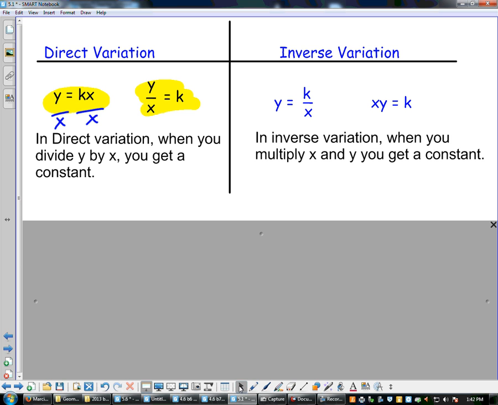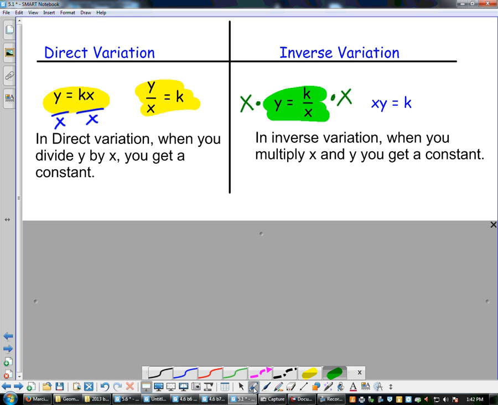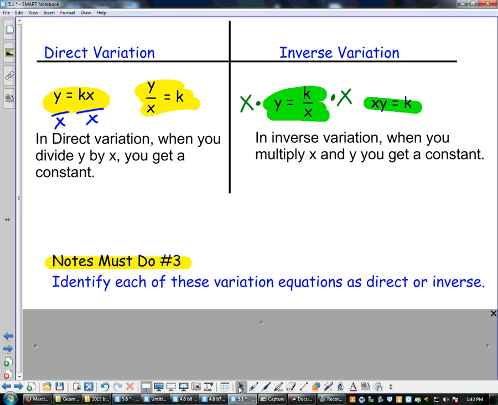Let's take a look at the inverse variation. Inverse variation equation is y equals k divided by x. That's not the same as y over x equals k. If you have y equals k divided by x and you choose to multiply both sides by x to get the k by itself, we would end up getting this new equation, x times y equals k, which again is not the same as y equals k times x. In inverse variation, when you multiply x and y, you always get the same constant.